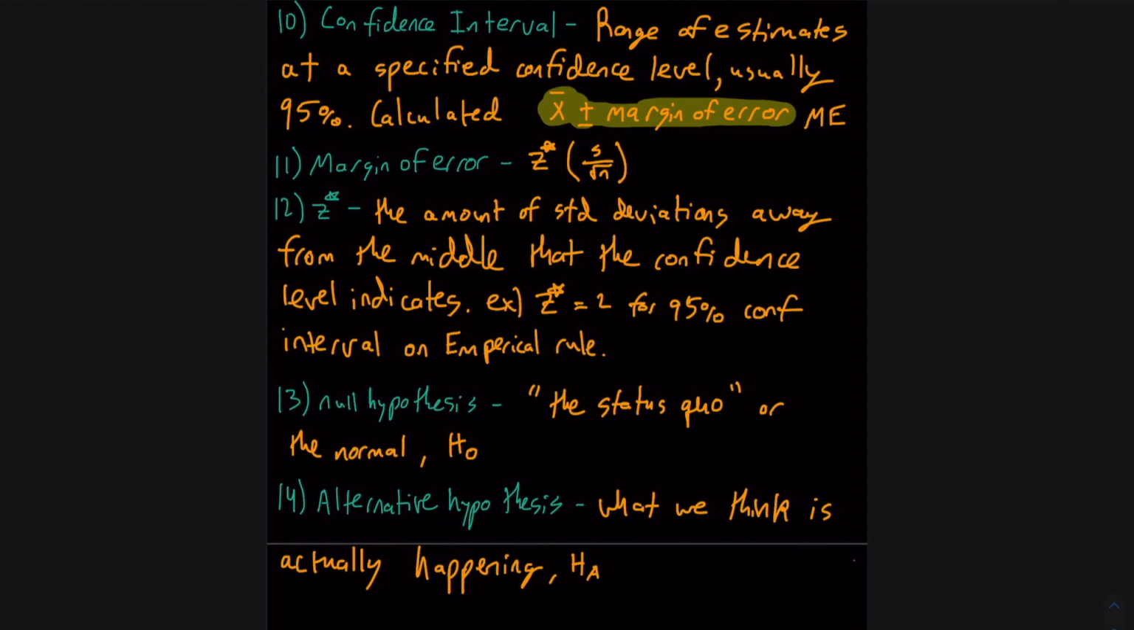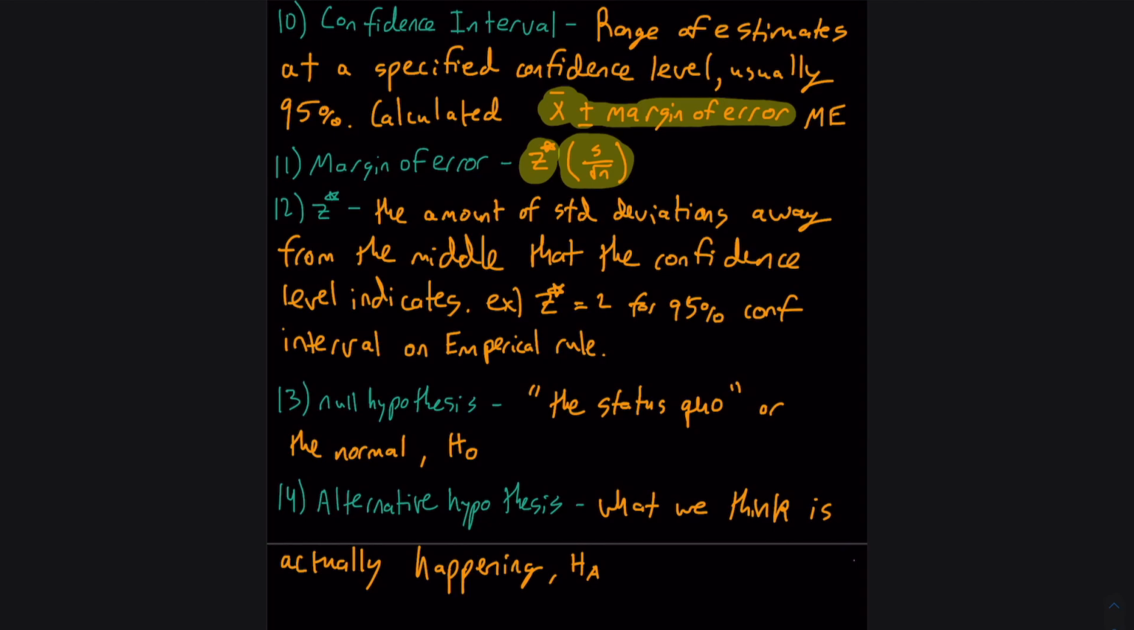And number 11 is margin of error. Margin of error equals our Z star times S over square root of N. And all these definitions I'm giving you are for means. Obviously you will change it for proportions like how we did last time. So it changes just a little bit for proportions and otherwise stays the same.